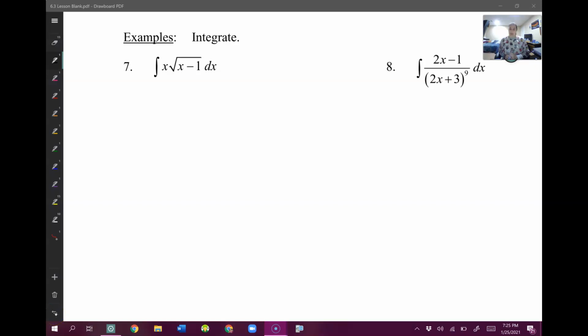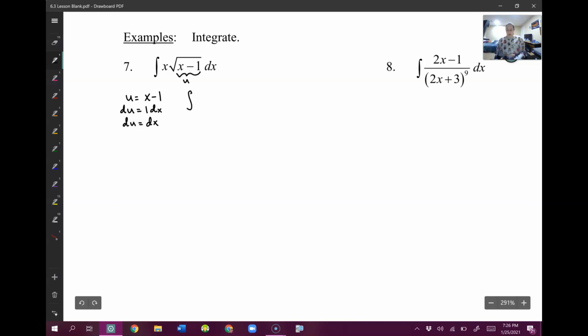Let's try our last two examples. So let's start with our hint that whatever's on the inside should be u 90% of the time. So I have u is going to be x minus 1. Then du, the derivative of that, is just 1. And I already brought my dx over, so du is just dx.